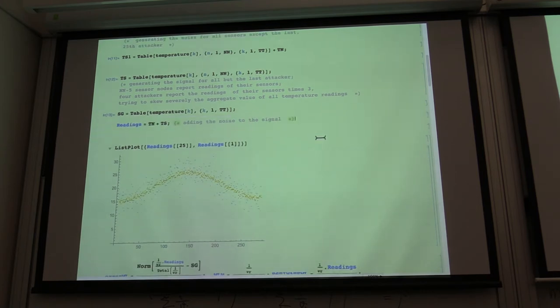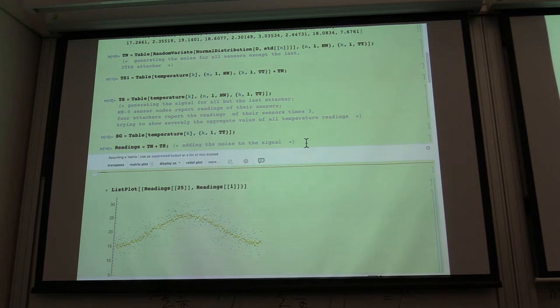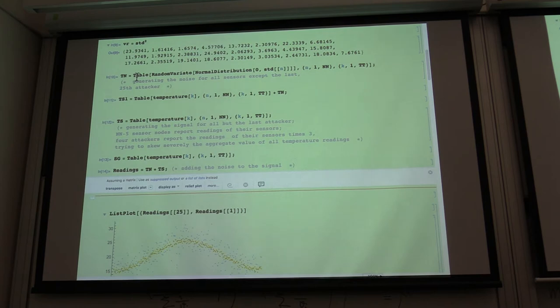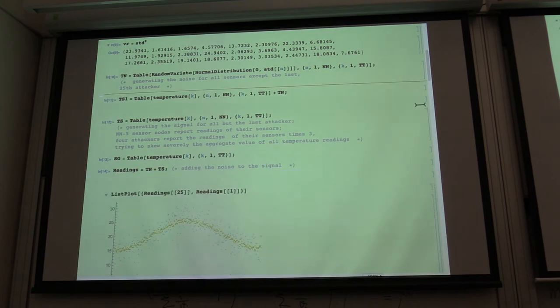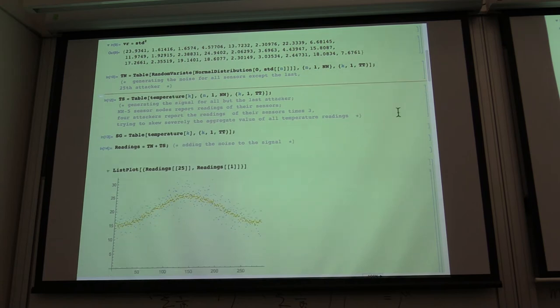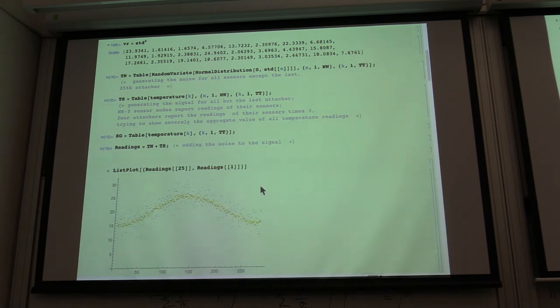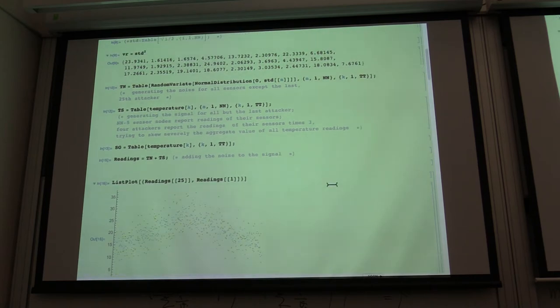And then we produce readings to be TN plus TS. Actually, I don't use TS1 at all, this is leftover from some last experiments. TN is the noise. So the readings are obtained by adding to the true values TS the noise TN, and you can see the first and last sensors, what they look like.